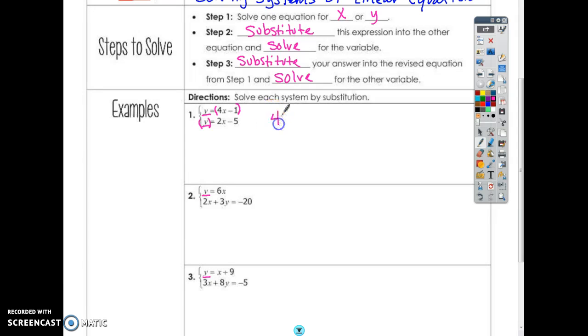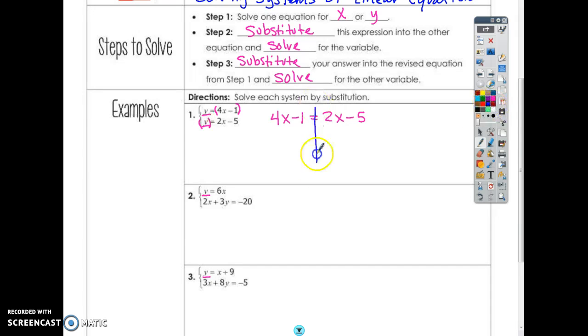So I'm going to do 4x minus 1, that was my y, equals the other side, which is 2x minus 5. So I'm just setting them equal to each other, and you guys have seen this before. This is when we were solving equations. So I turned it from two equations into just one equation that only has x's. So what am I going to solve for? For the y, I don't have any y's anymore. I substituted this into that y, so there's no more y's. So now we're solving for x.